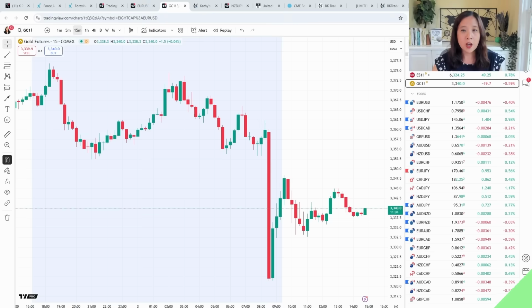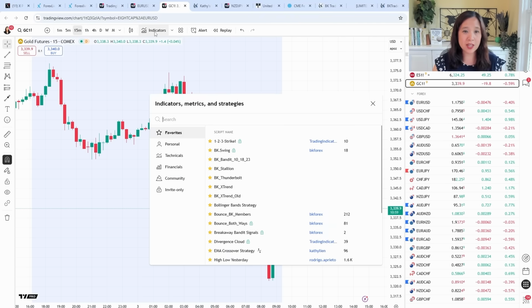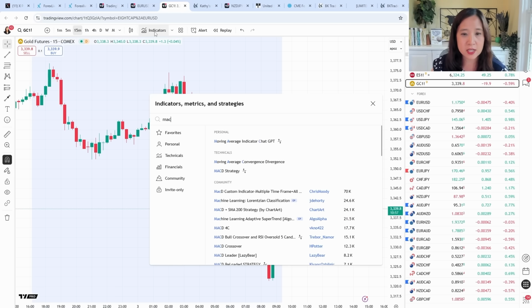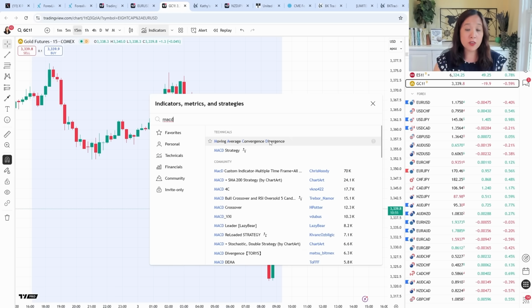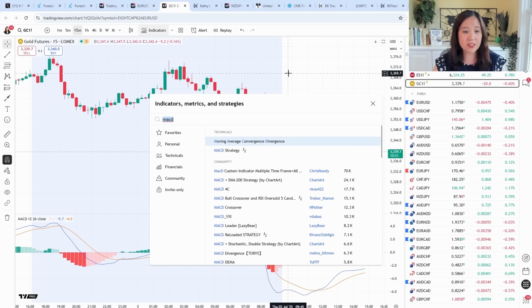Instead, what I like to do is to combine the MACD with a 20-period EMA, which is the exponential moving average for short. Let me show you what this looks like on a chart. So the first thing you want to do is add the MACD onto your charts. So just go to indicators and type in MACD. And that will give you the moving average convergence divergence. So we've added that on the chart.